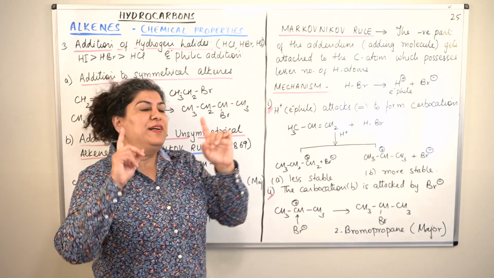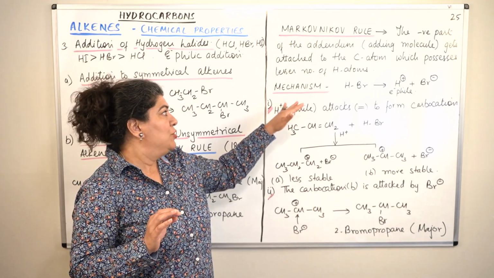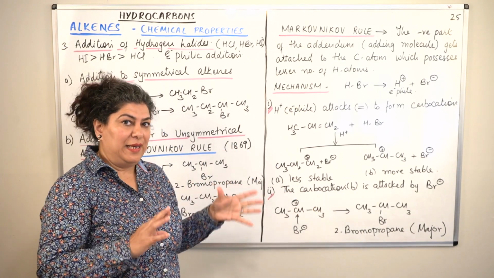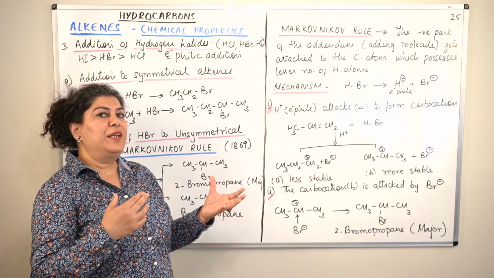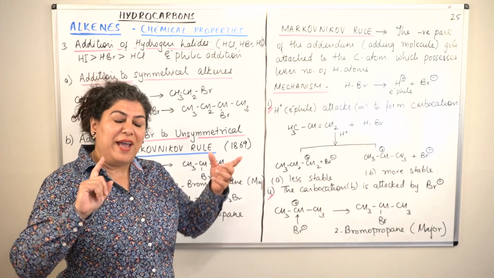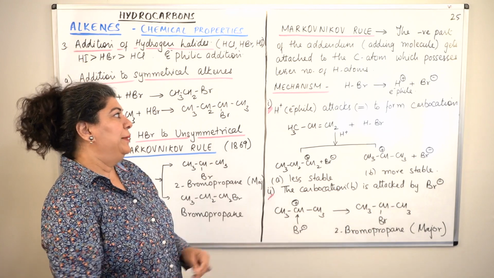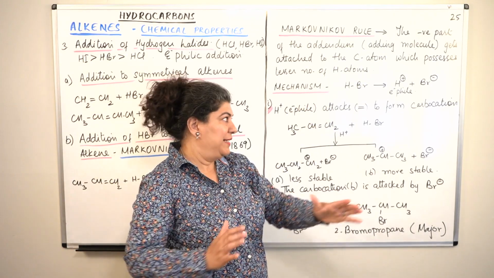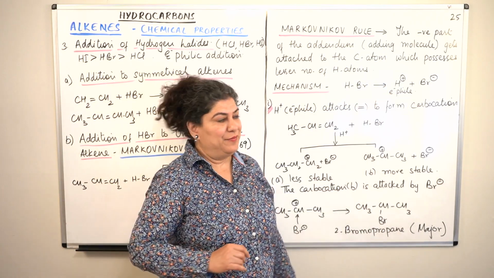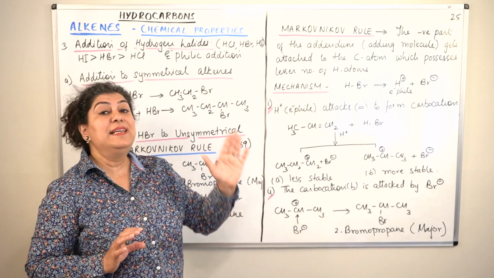So the mechanism: the first step is the formation of an electrophile. It is an electrophilic reaction, and how can a reaction be electrophilic if there is no electrophile? So the first step of any electrophilic reaction would be the formation of the electrophile. HBr will break down into H positive and Br negative. H positive is positively charged, therefore the electrophile is H positive.